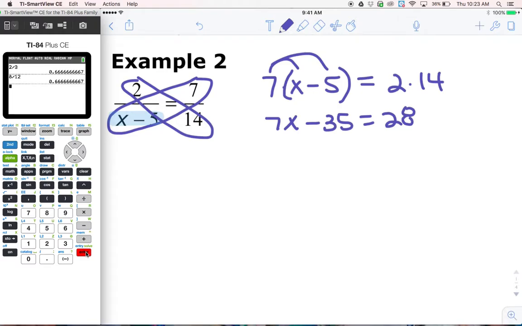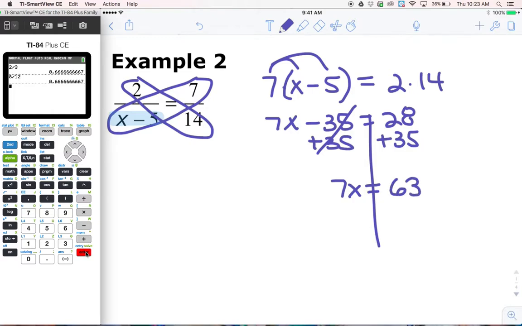Okay, I know we can solve this problem. We're going to add 35 to both sides. And I've got 7x is equal to 63. And my last step is going to be to divide both sides by 7. And I got x is equal to 9.